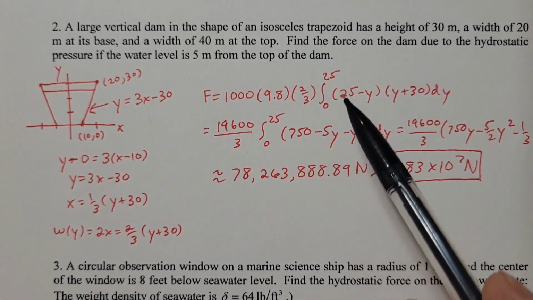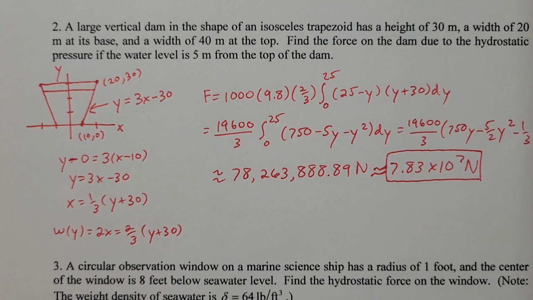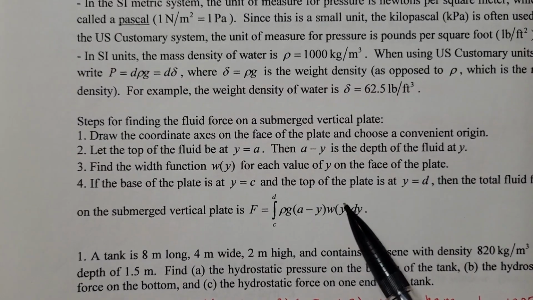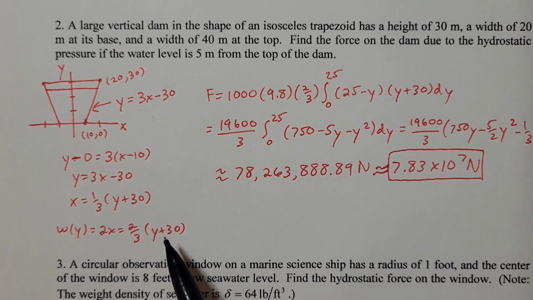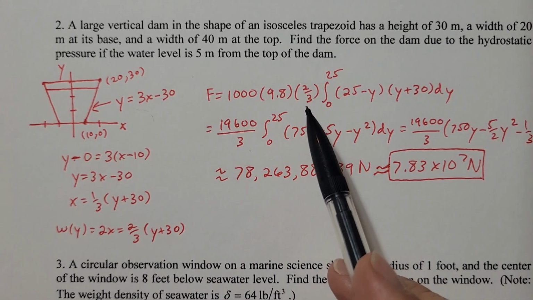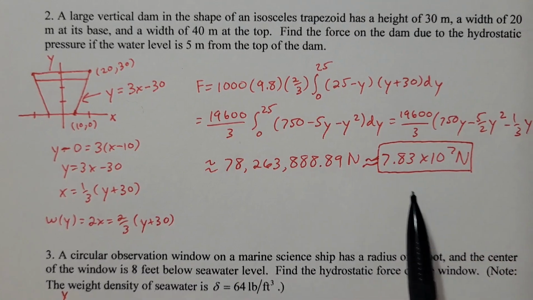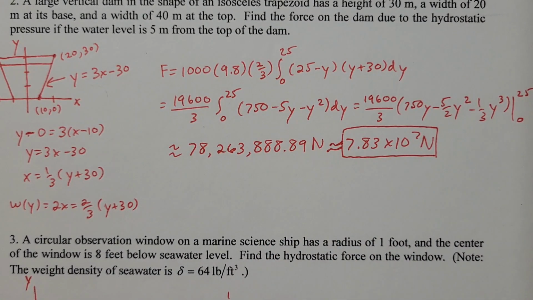Okay, so 25 minus y, that's going to be inside the integral, and then times the width, w of y. I've already found that. That's 2/3 times y plus 30. I've already factored out a 2/3 there. And so y plus 30 is going to be left inside the integral. Okay, this setup is what we'd need there for the integral.